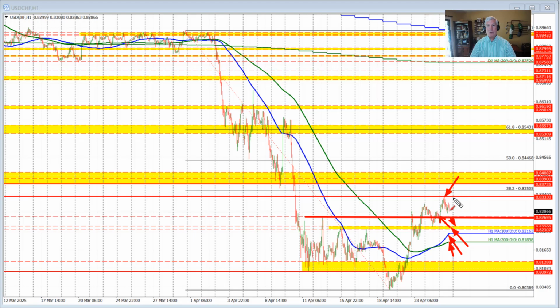On the top side, of course, if the buyers were to take more control, we need to get above this 33 level. We also need to get above the 38.2% retracement of this move to the downside at 0.8350. And then we need to get above the 73 level, that high off the weekly chart. If we're able to do that, then I think we see further upside momentum in the dollar versus Swiss. So for the time being, those sellers are in control, taking the price away from the resistance target on the top side.